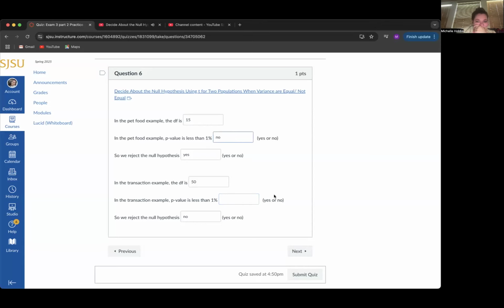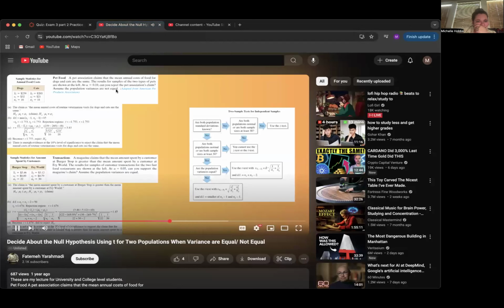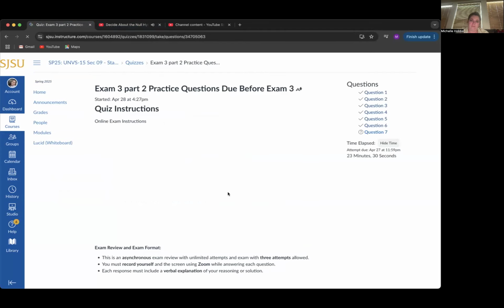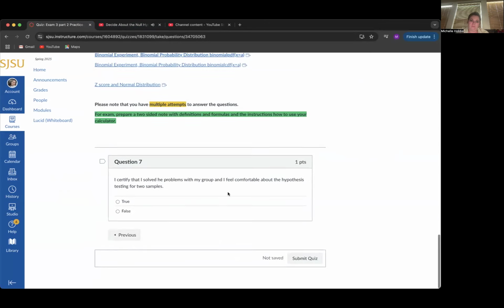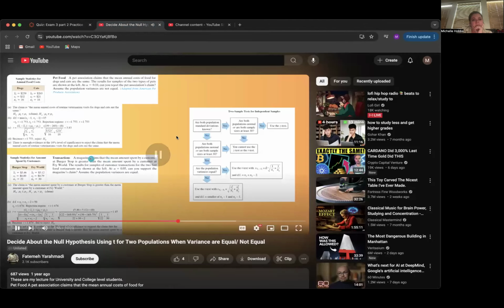Well, first of all, what is the claim? The claim is that the mean amount spent by customers at Burger Stop is greater than at Fry World. It says the first one, the average is more.